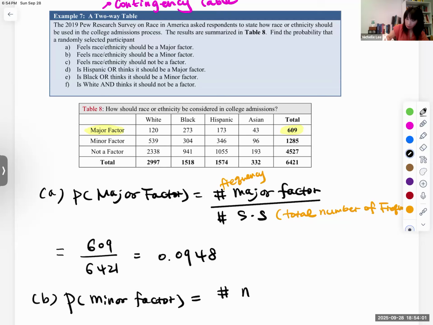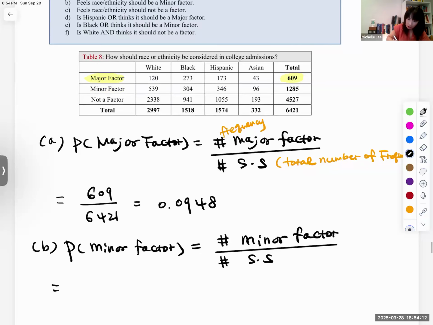So number of minor factor over number of sample space. Total number of frequencies the same. So minor factor, we read this way: 1,285 over 6,421, right? Can you calculate? 0.2001. Good.